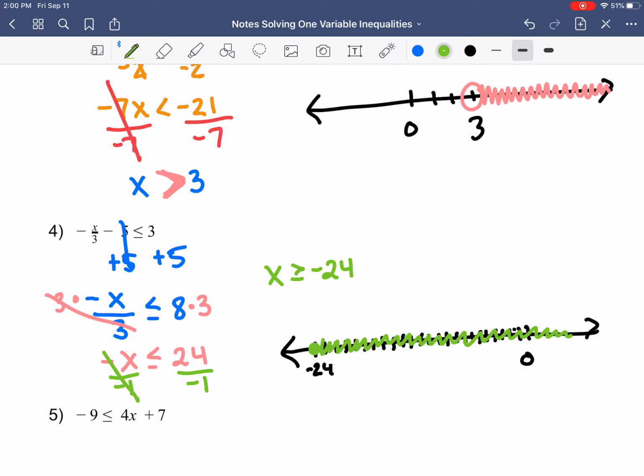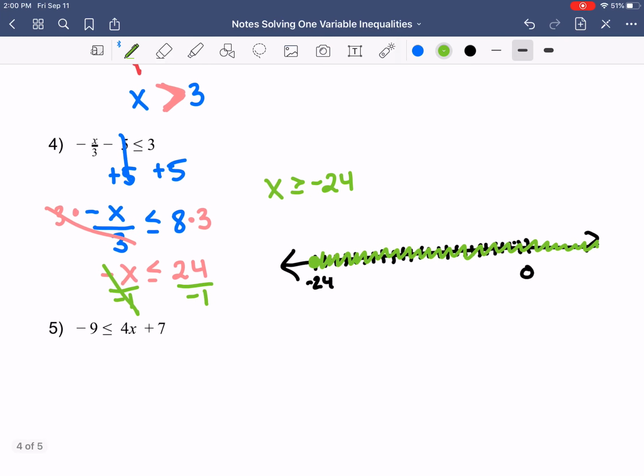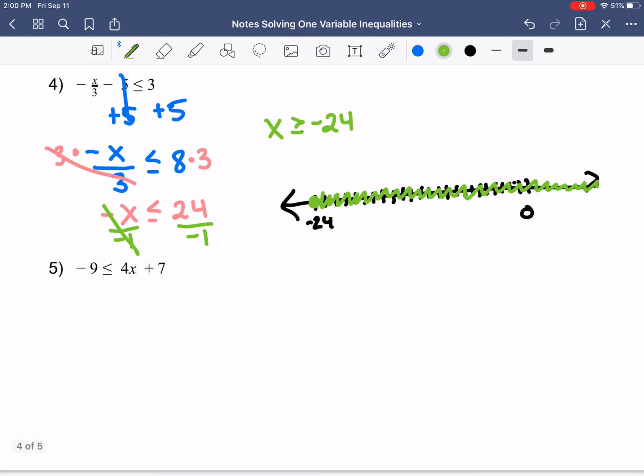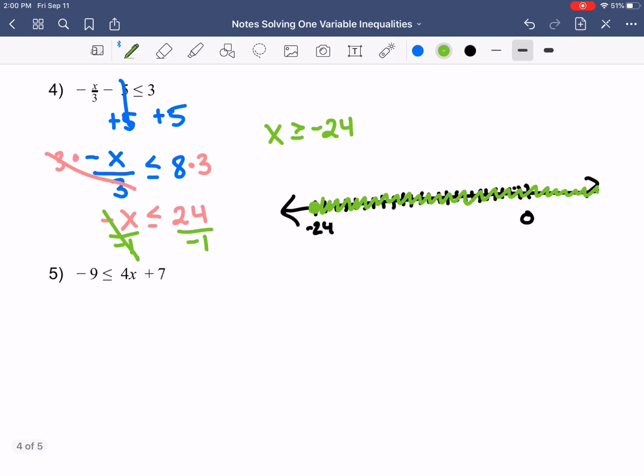So all of these numbers are greater than. I could plug anything into the x. 0 is greater than or equal to negative 24. 2 is greater than or equal to. Any of those numbers shaded are greater than or equal to negative 24.